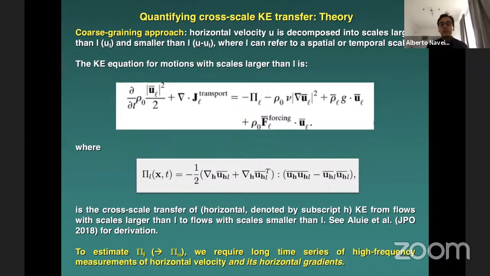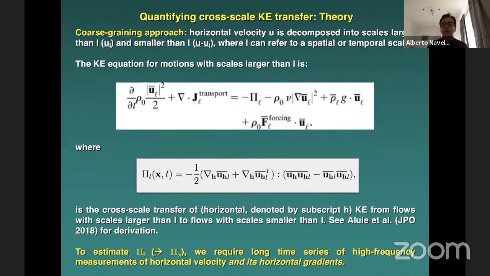So the coarse graining approach essentially decomposes the horizontal velocity vector into scales larger than a particular spatial or temporal scale, which is denoted as L here, and scales smaller than that spatial or temporal scale. And if you do that, you can show that you can write a kinetic energy equation for motions with scales larger than that scale L, which is given by this expression at the top in this slide. And this equation essentially says that the rate of change of kinetic energy following the flow on these scales larger than the arbitrary scale L is changed by a number of factors on the right-hand side of the equation.